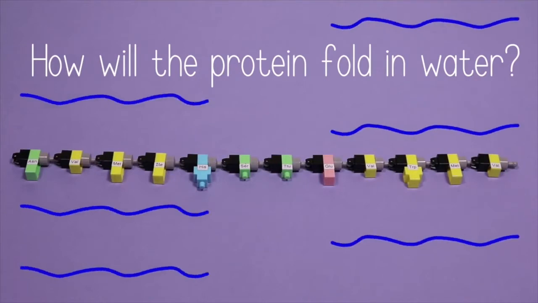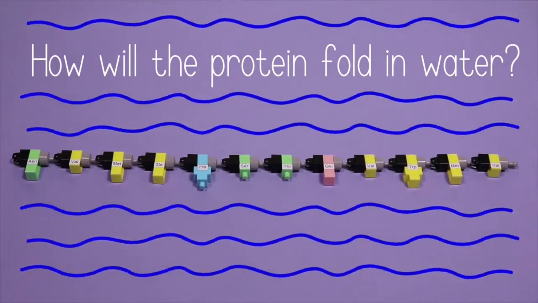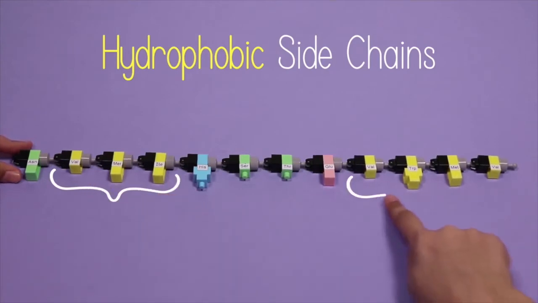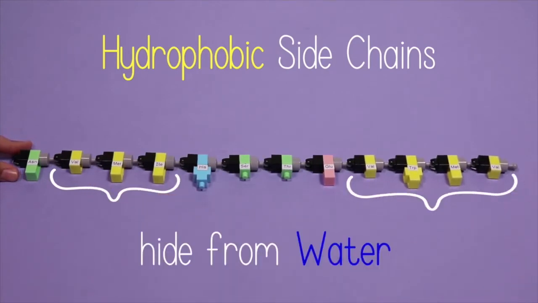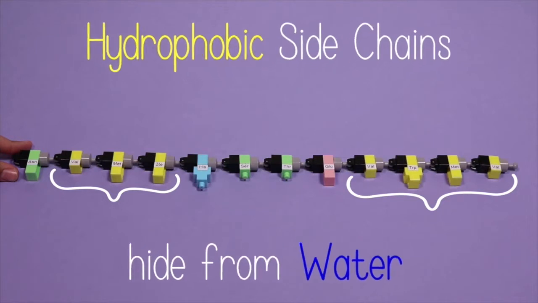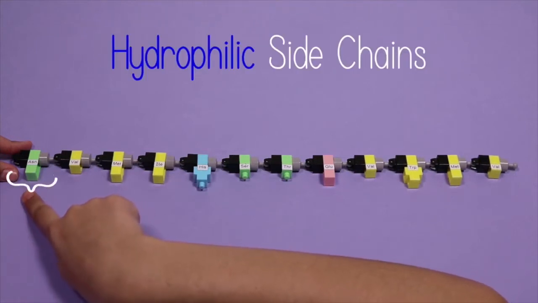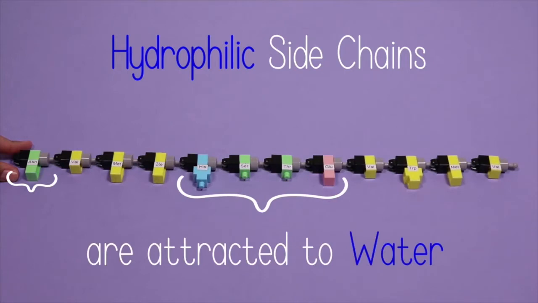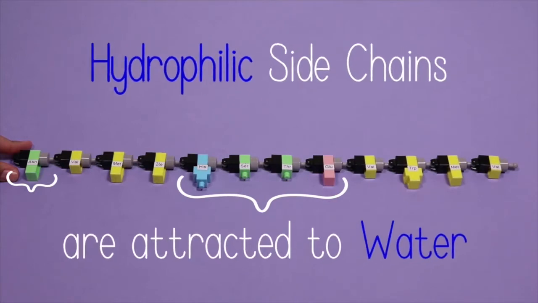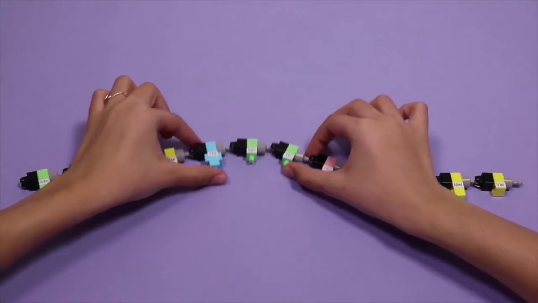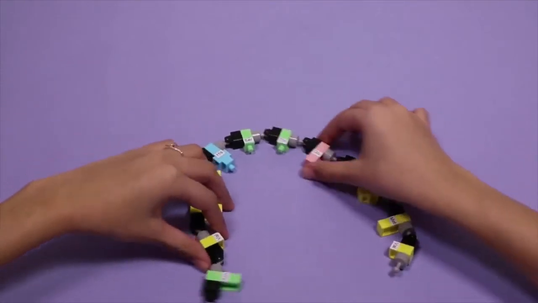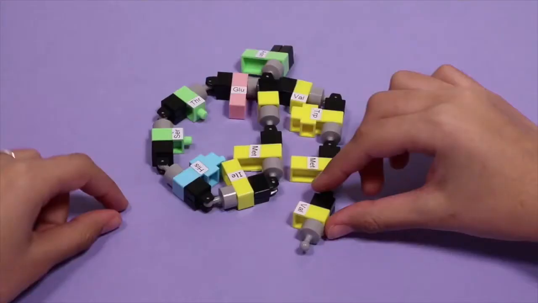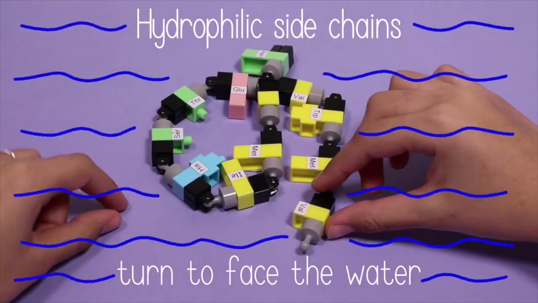How will the protein fold in water? Hydrophobic side chains hide from water. Hydrophilic side chains are attracted to water. Gently fold the chain using this information. Hydrophilic side chains turn to face the water.